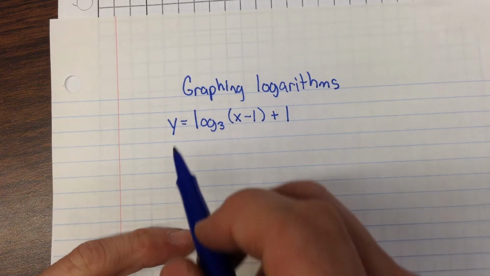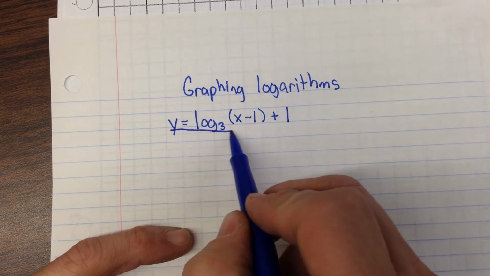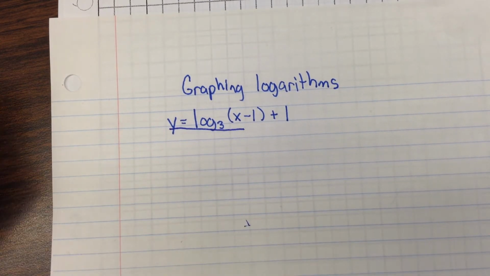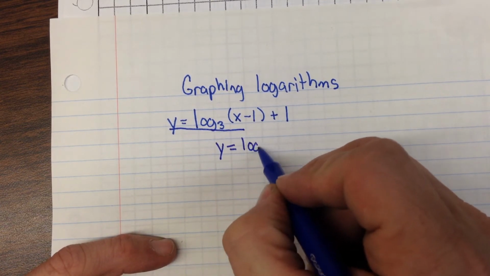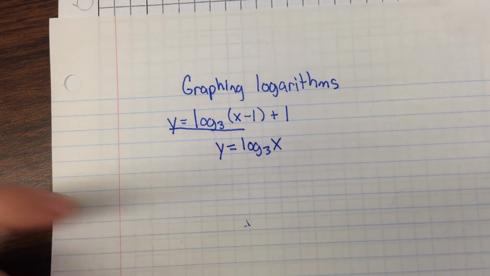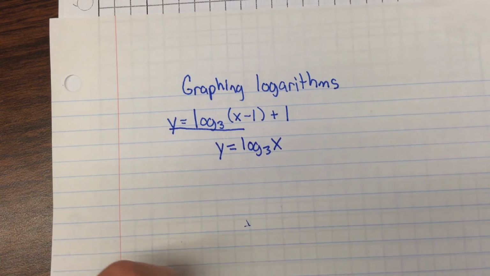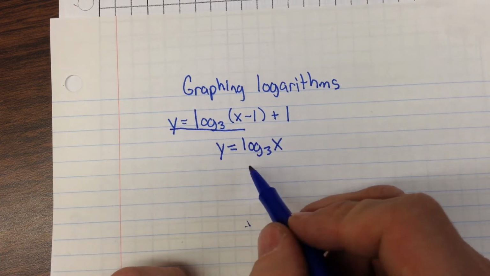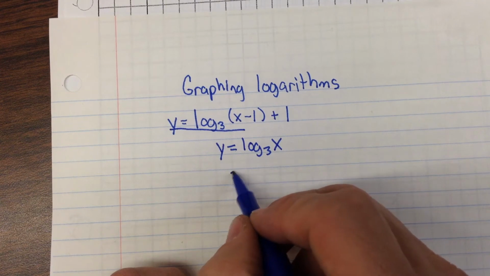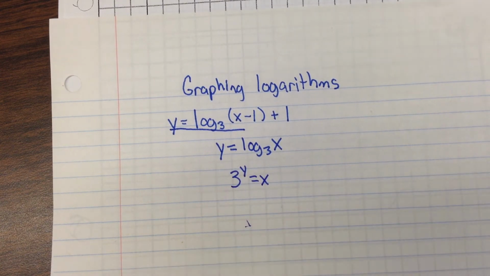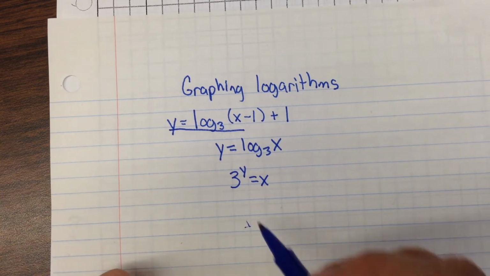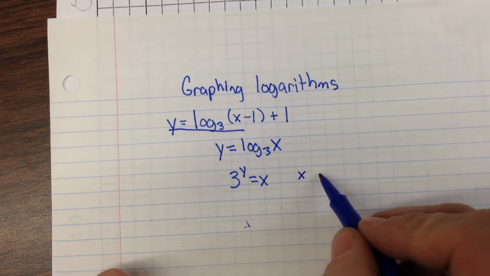Basically what you want to do is focus on the actual log part of it and ignore all the transformations. We're going to focus on graphing y equals log base 3 of x. And the easiest way I know how to do that is to take the problem and rewrite it as an exponential. So it's going to be 3 to the y equals x. So just like that. And you can make a table. The easiest way to make this table, though, is like so.